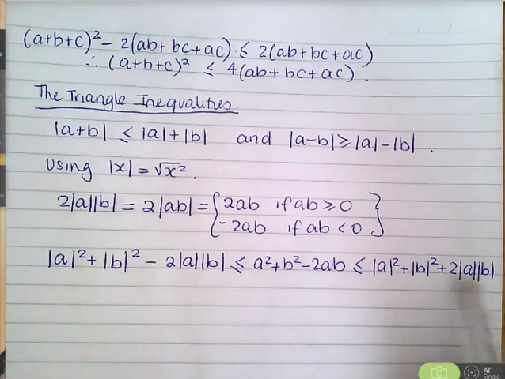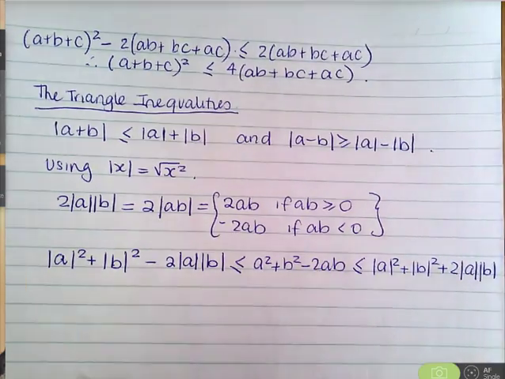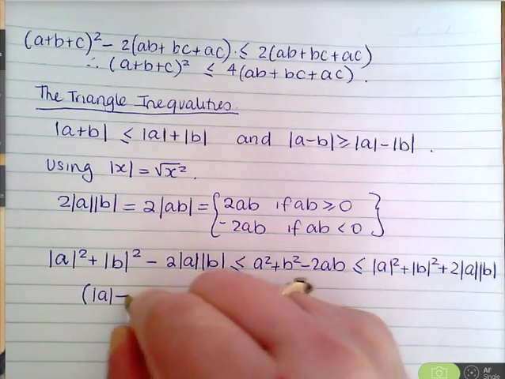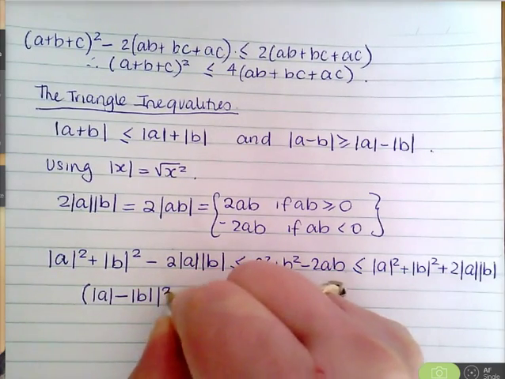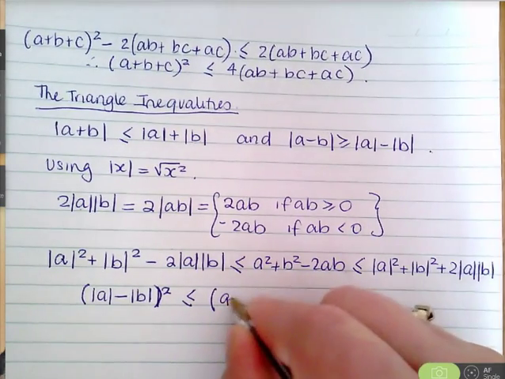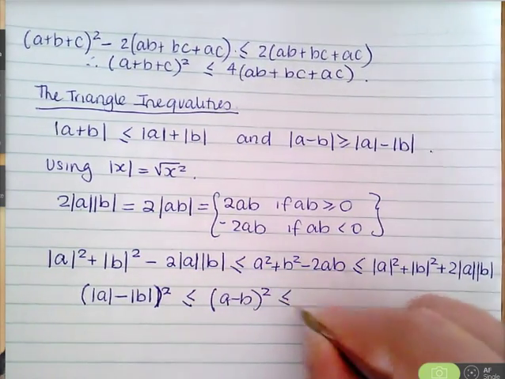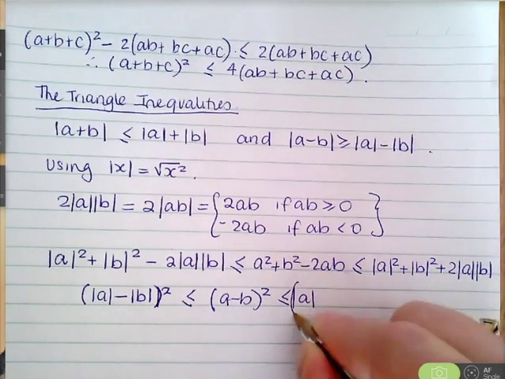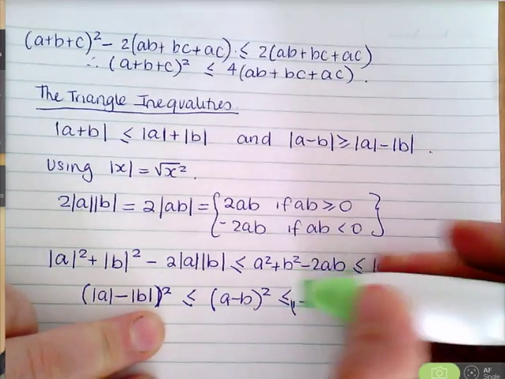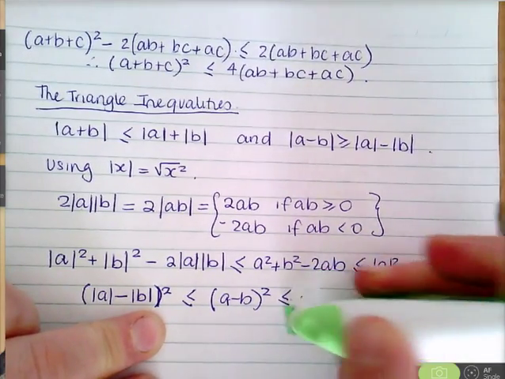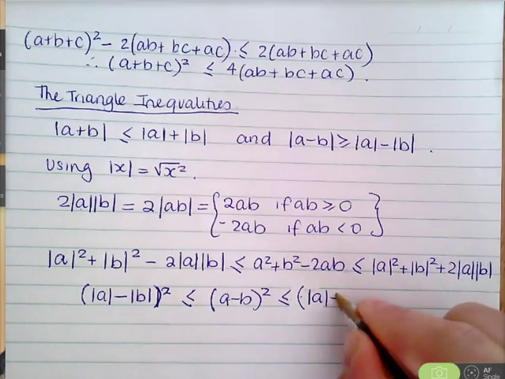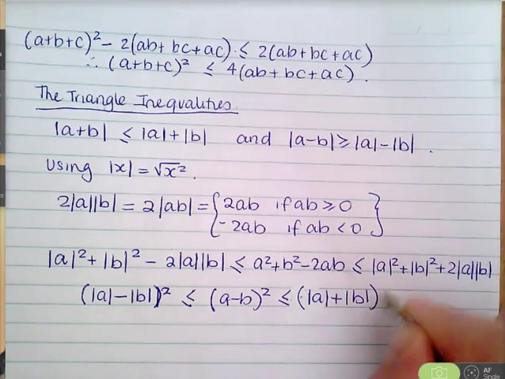Because it's obvious that this would be larger than that. Now, if we rewrite this as a perfect square, we've got the absolute value of a minus the absolute value of b, squared, is less than or equal to the normal a minus b squared, which is less than or equal to the absolute value of a plus the absolute value of b, squared.